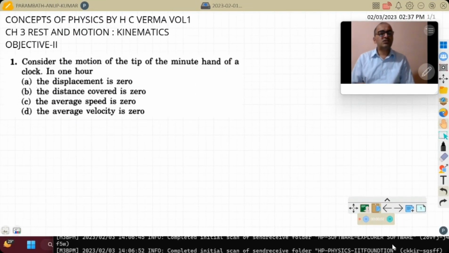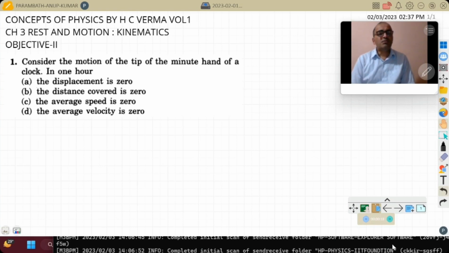Students, we are doing questions from Concepts of Physics by HC Verma Volume 1, Chapter 3 Rest and Motion Kinematics, and we are doing questions from Objective 2. Here, more than one option can be correct. The first question is like this.